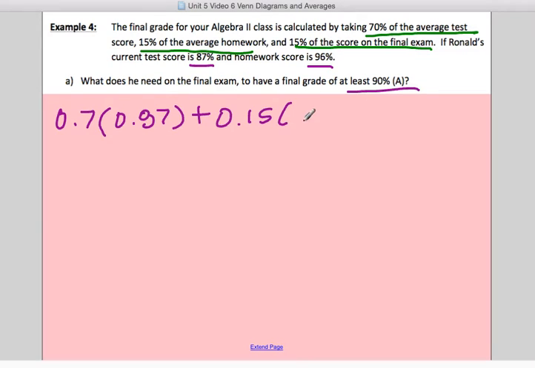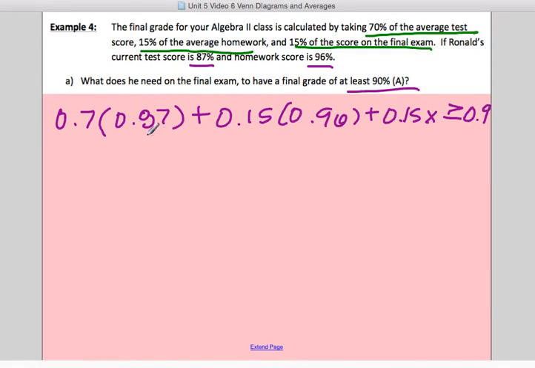Homework is a 96, so 0.96, plus it's 15% on the final exam, so 0.15. They didn't tell us that. That's what we're trying to find out. So x. And we want to have at least a 90%. So that means this has to be greater than or equal to 90%, which is 0.9. So we go ahead and simplify.